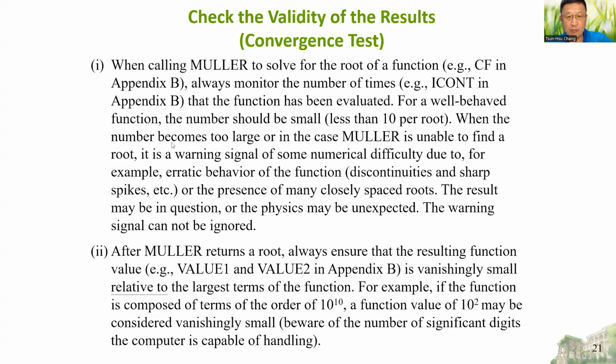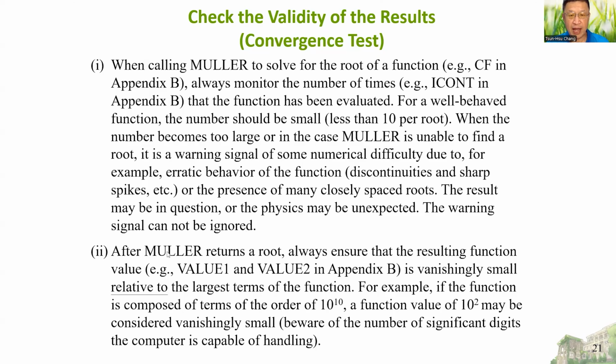When the number becomes too large, and Muller is unable to find a root, it is a warning signal of some numerical difficulty due to, for example, erratic behavior of the function, discontinuities and sharp spikes, or the presence of many closely spaced roots. The result may be in question, or the physics may be unexpected. The warning signal cannot be ignored.